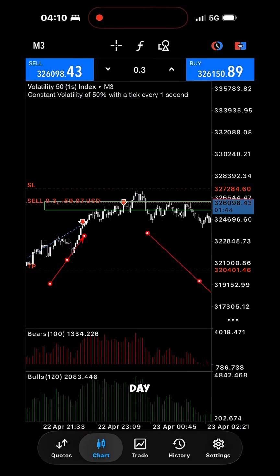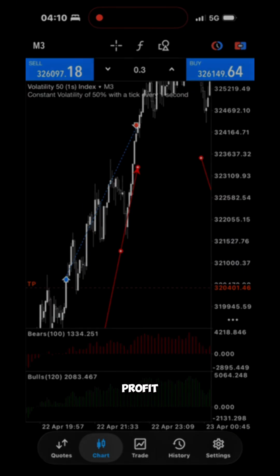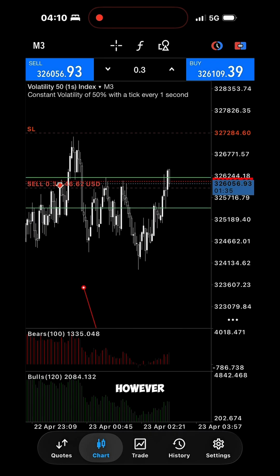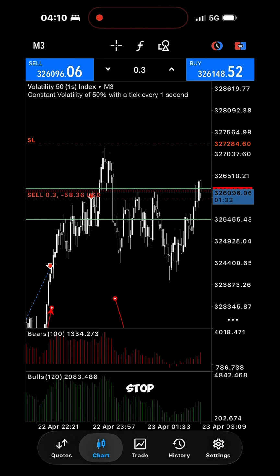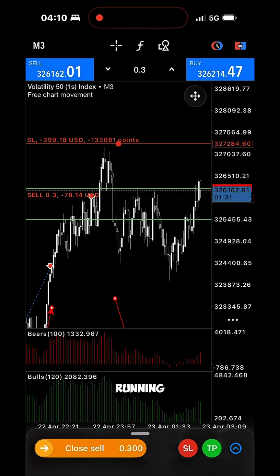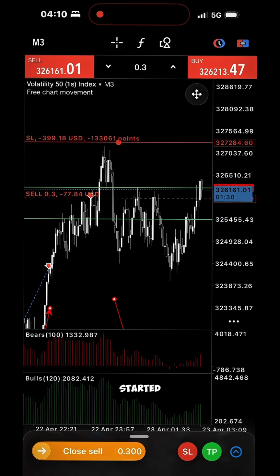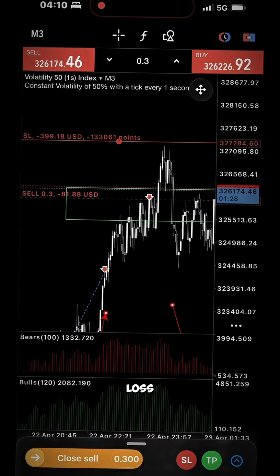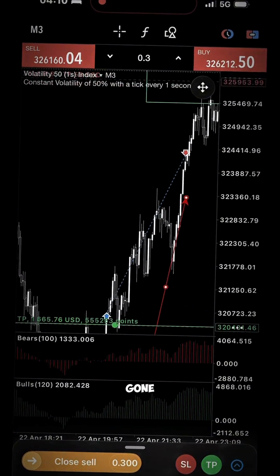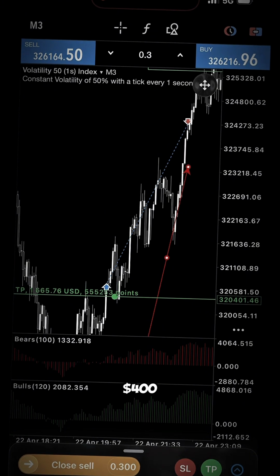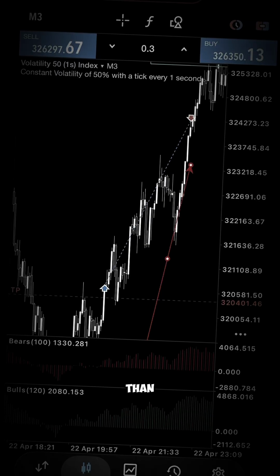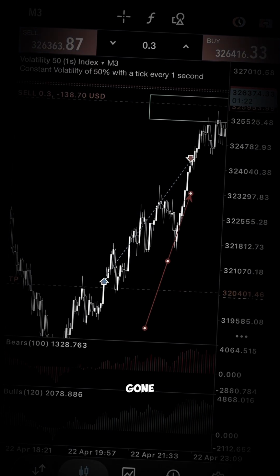It's the next day, and the market moved for the first trade to hit the take profit, and the profit on the trade was around $360. For the second trade, however, we moved really close to the stop loss, and the trade is still running. It was around this time I started to feel the pressure of actually making such a significant loss on this account, because I've gone from less than $1 to $400, and with one losing trade, more than 1 week of work can be gone in an instant.